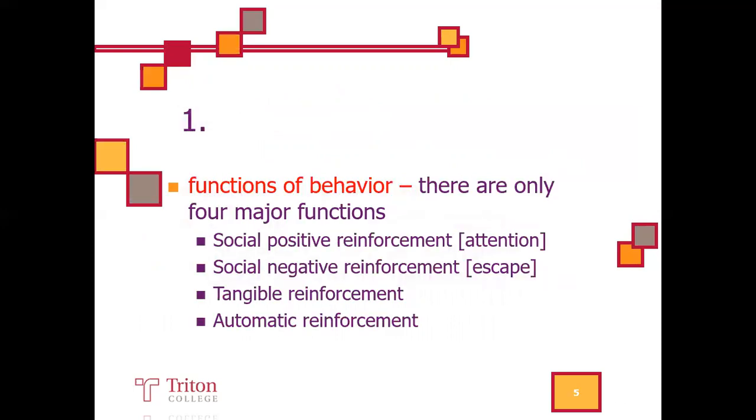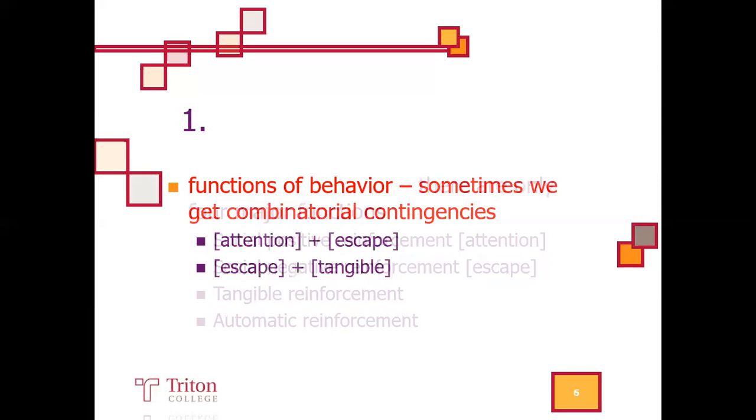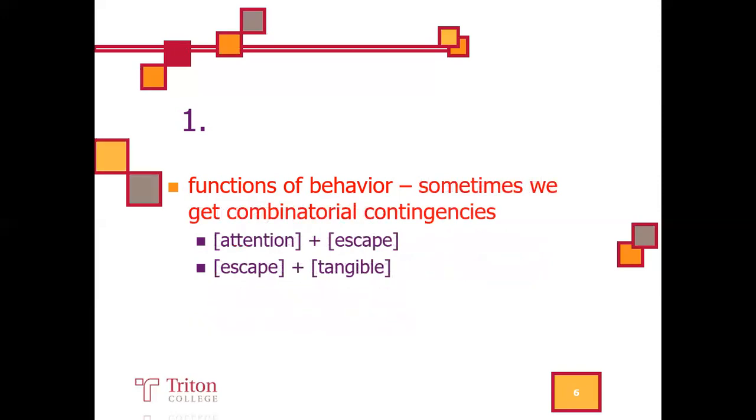So again, there are only 4 major categorical functions of behavior. Those are attention, escape, tangible to get an item, and automatic reinforcement, meaning that it's not socially mediated. And we do it because it feels good or to meet some other internal need. But it doesn't require interactions with other people. So we can get combinatorial functions like attention plus escape or escape plus tangible. Sometimes there are multiple reasons why people do things. In fact, that's often the case.